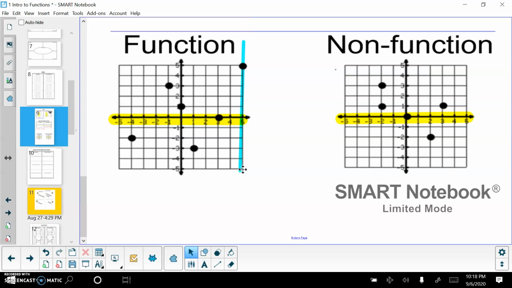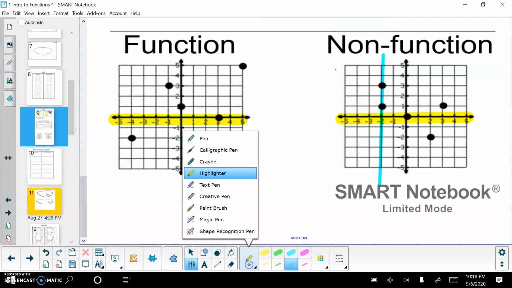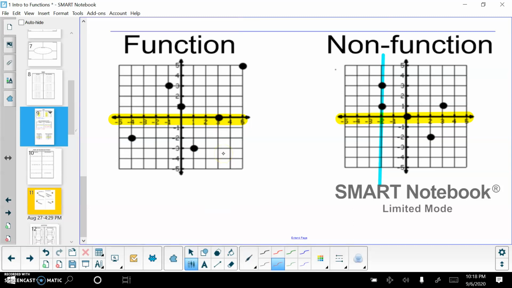So no repeats. However, if I come over to the second one, I've got 2 points lining up on the -2 for the x-axis. So that means that the -2 is repeating. And in fact, if I were to write down the coordinates, the bottom one would be at -2, +1, and the top one would be at -2, +3. So you can see it when you write the coordinates that the x value definitely repeats.